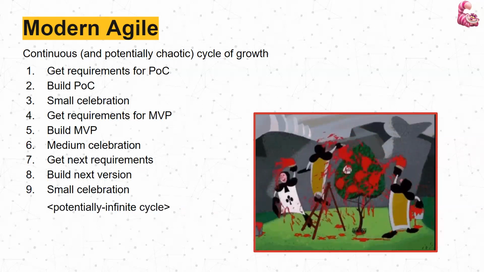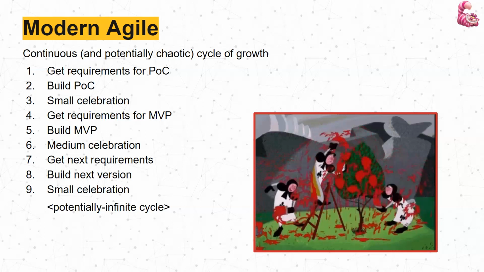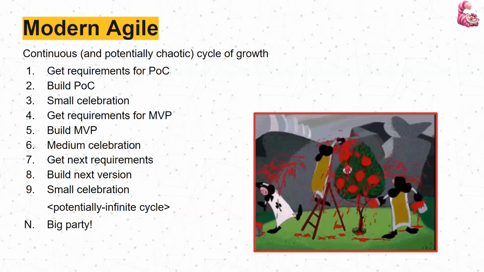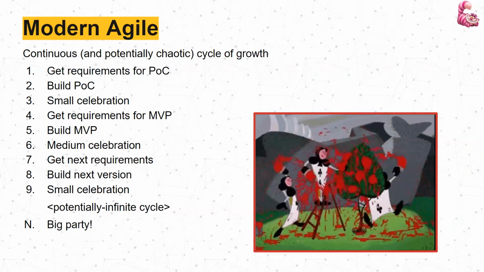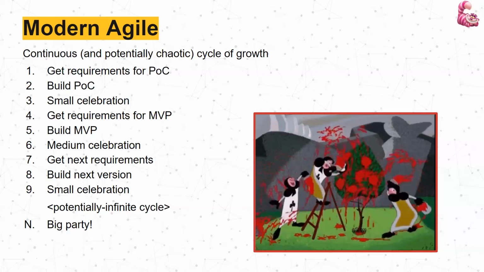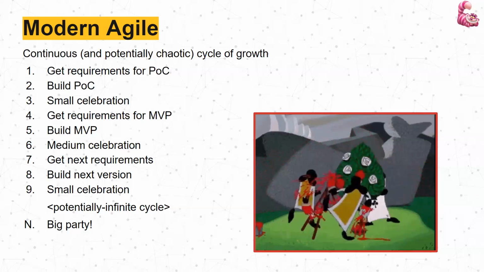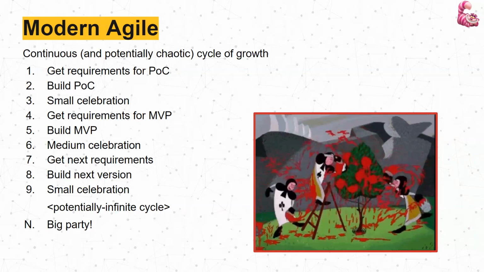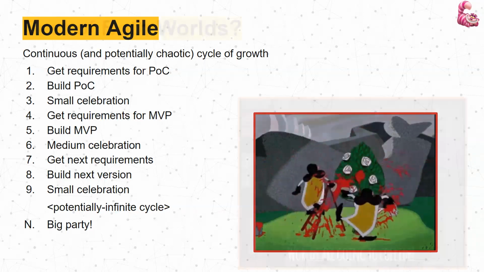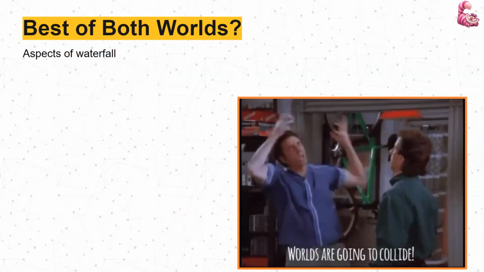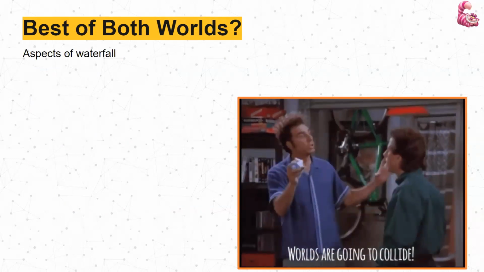Then there's this potentially infinite cycle, right? It just keeps going. You do this over and over and over with however many phases you need. And then you have a huge party because it's where you want it, and it's amazing because you took the time to go through these different phases to get what you needed. So those are huge differences. But there is best of both worlds. There are some things we can learn from each, and you need to keep in mind.